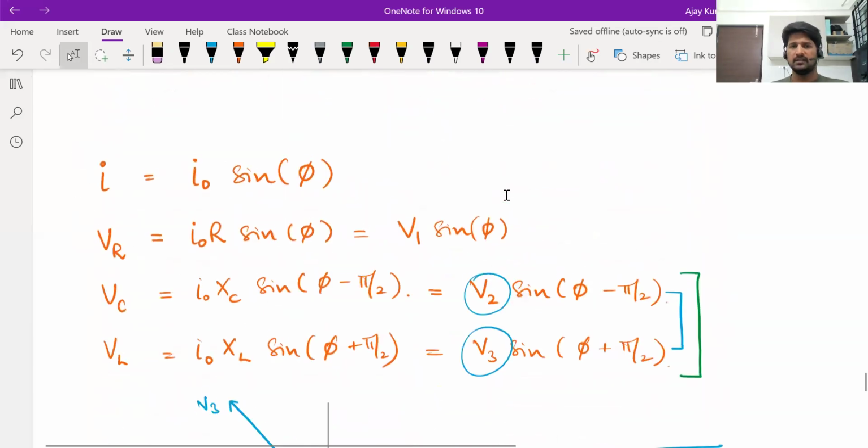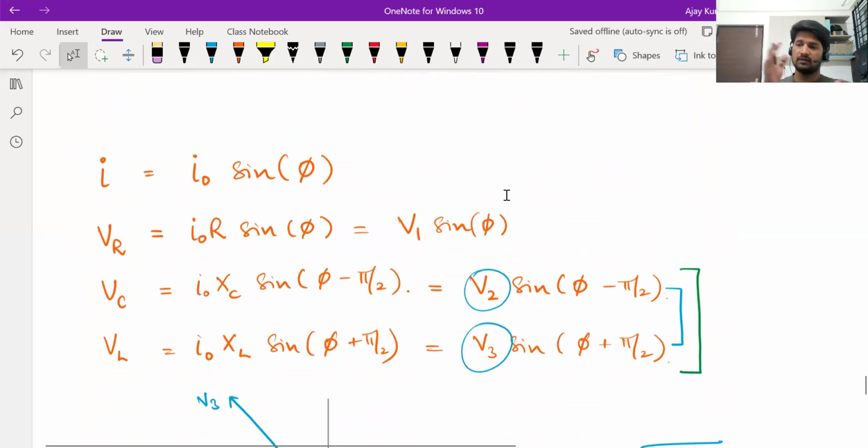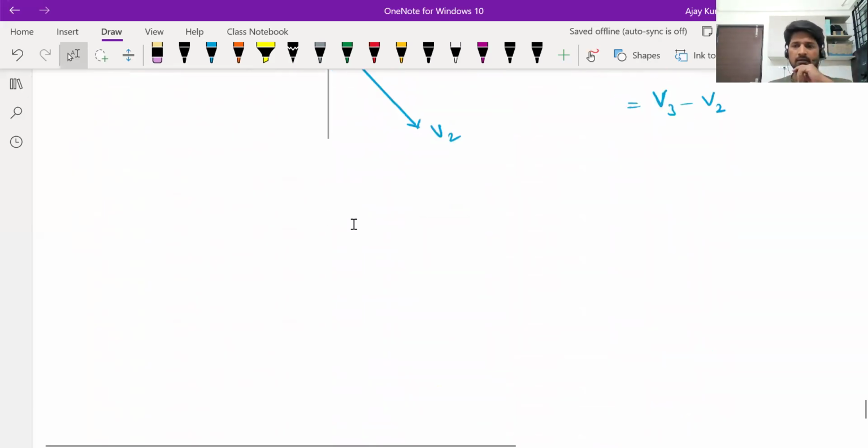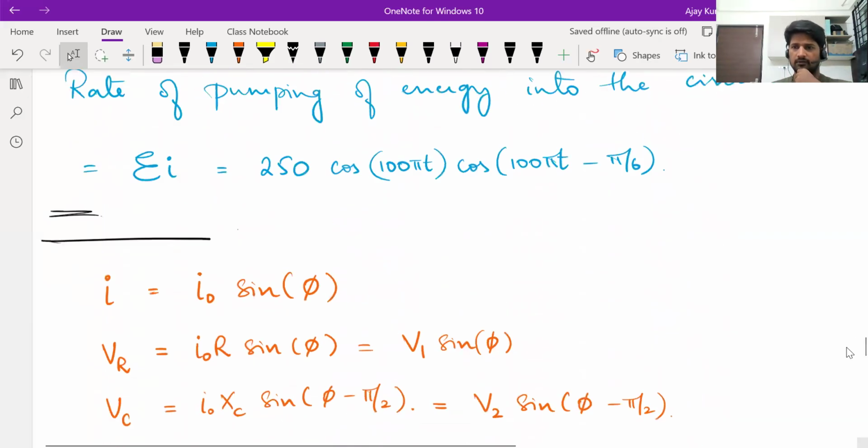So using these ideas, you can tell the effective voltage between resistor capacitor combination, capacitor inductor combination, maybe resistor inductor combination also you can tell. Okay, we'll stop it here for now.